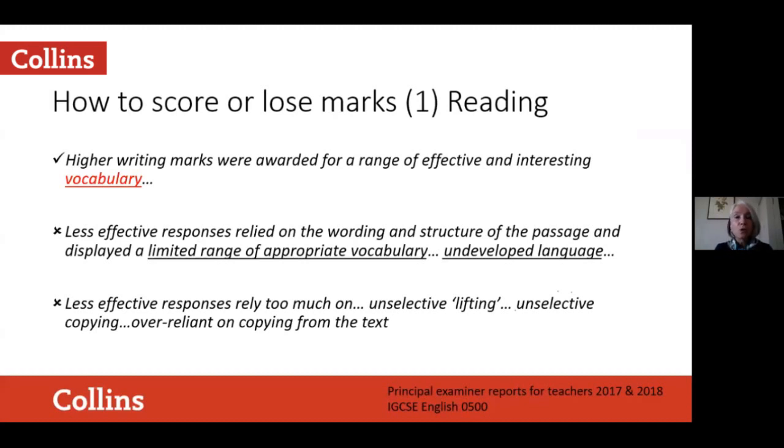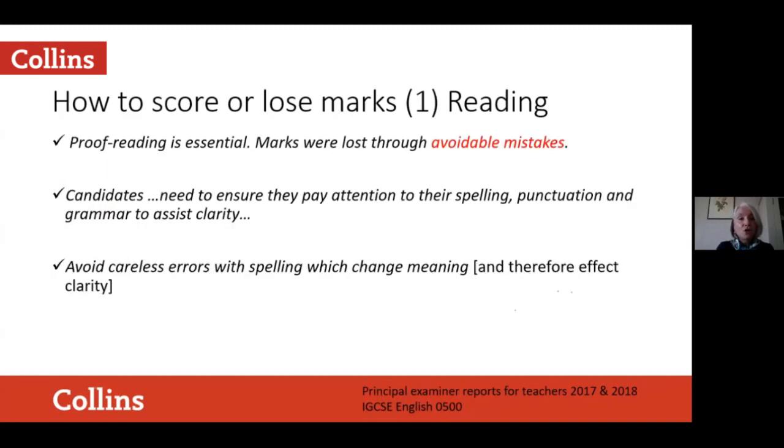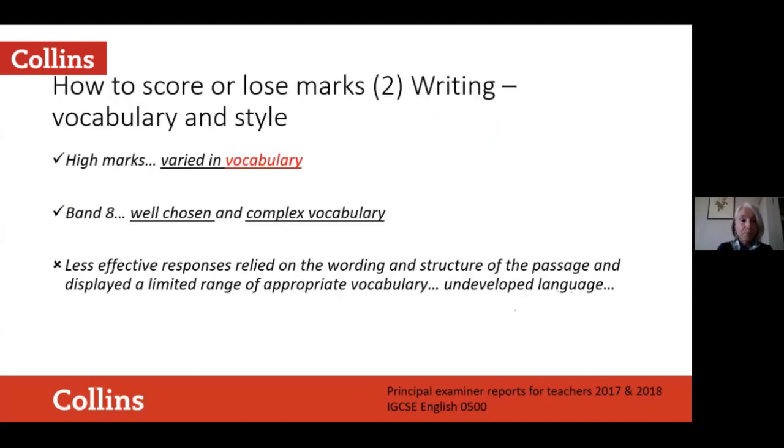Those students who scored more highly had more effective and interesting vocabulary. They were less likely to copy passages, vocabulary, phrases, words from the text. They could use their own interesting vocabulary. Students lost marks through avoidable mistakes, silly errors that they could have avoided if they'd taken a little bit more care with spelling and punctuation and grammar.